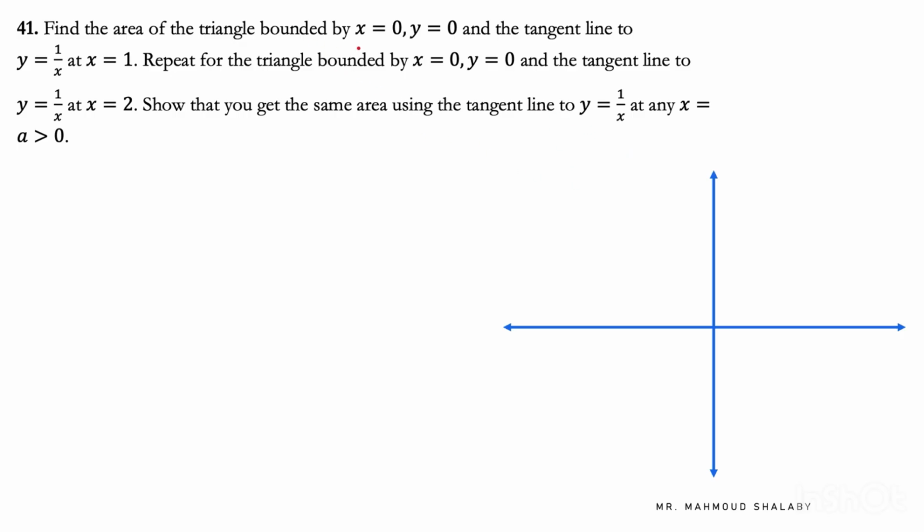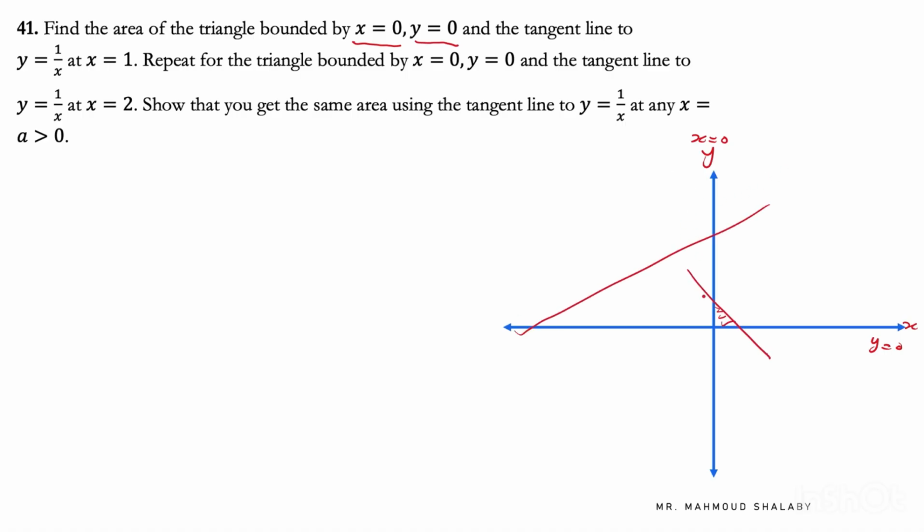The first thing, I have the line x = 0, and we all know that x = 0 is the y-axis. The second line is y = 0, which means this is the x-axis. So we have these two lines, and now we should have a third line, either like this, or maybe like this.